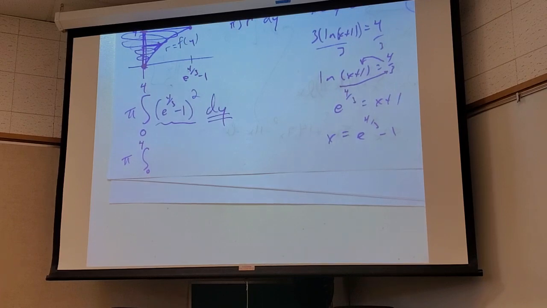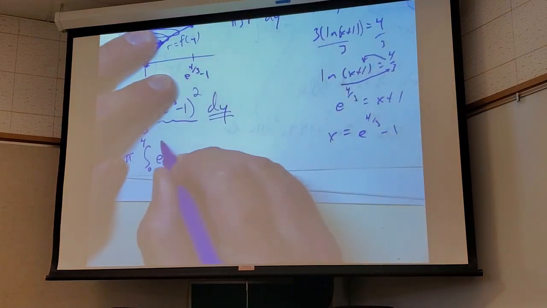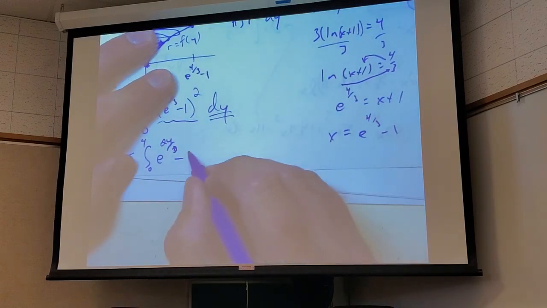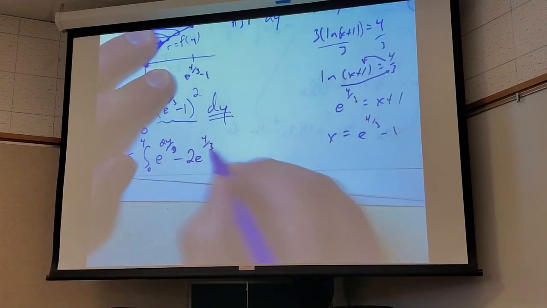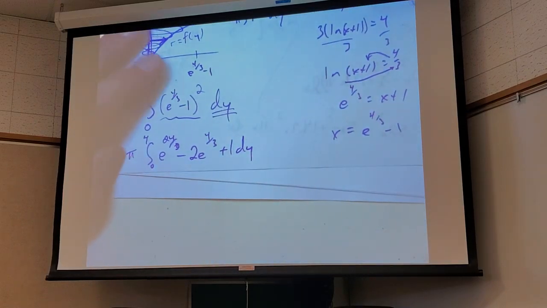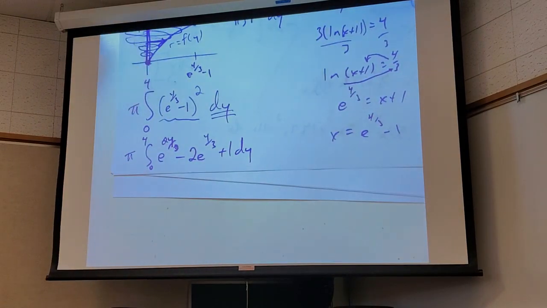All right, I'm going to FOIL this thing out, right? So I get e to the 2y over 3 minus e to the y thirds minus another e to the y thirds is minus 2e to the y thirds plus 1. Is that cool? Let's just try to be a y here. Now let's see who can do this. What is the integral?